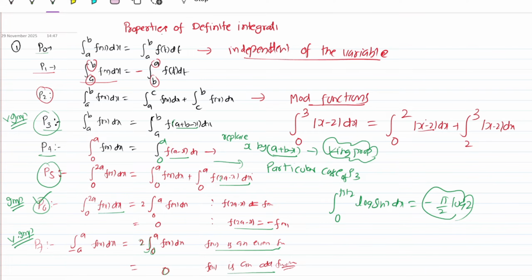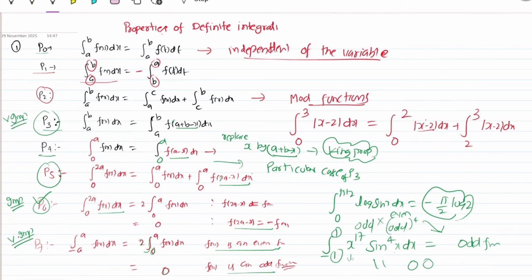For example, minus 1 to 1 of x to the power 17 times sin to the power 4 of x dx. What would be the value of this integral? Now if you know this property, x to the power 17 is an odd function, and sin x is also an odd function, but sin to the power 4 is even, so the product is odd times even, which is again an odd function. And according to this property, minus a to a of an odd function is always 0, so this integral would be 0 without solving.